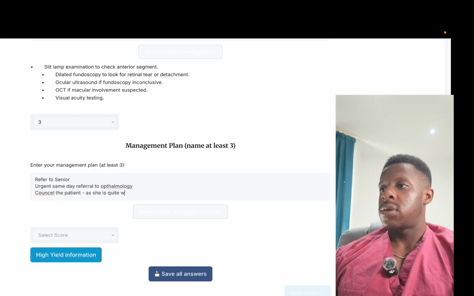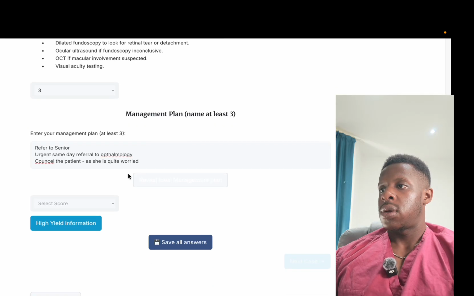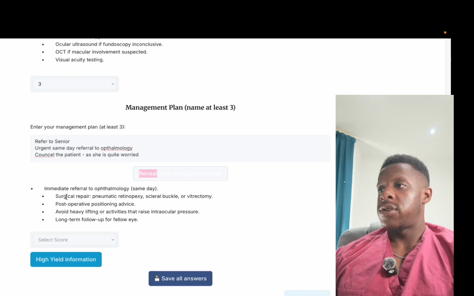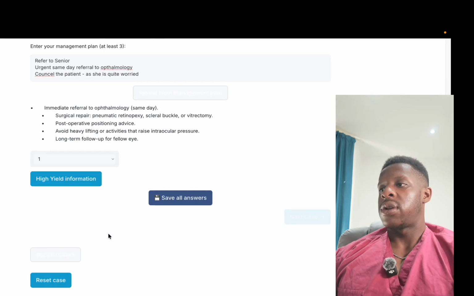Surgical repair, yeah, surgery. And that's what's called pneumatic retinopexy. So actually, no, I was thinking of that. Post-operative position advice, okay, so that's counselling. Avoid heavy lifting and activities that raise intraocular pressure, and long-term follow-up for the fellow eye. I could probably give a 1 there, could have done a little bit better.